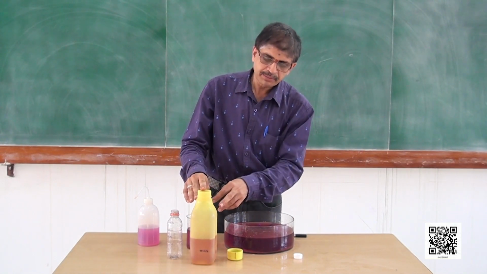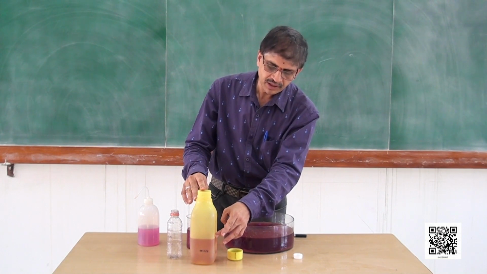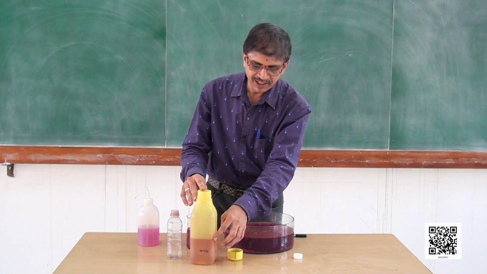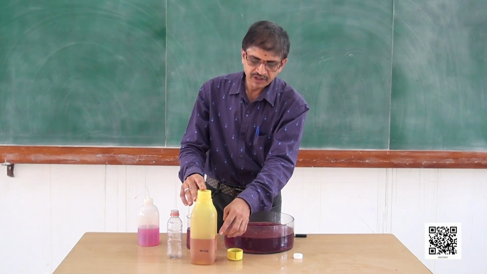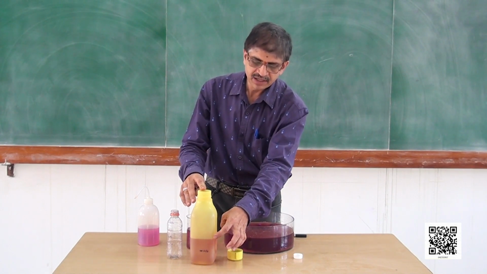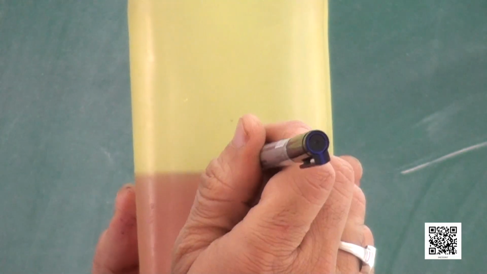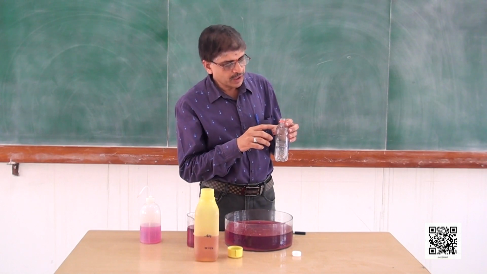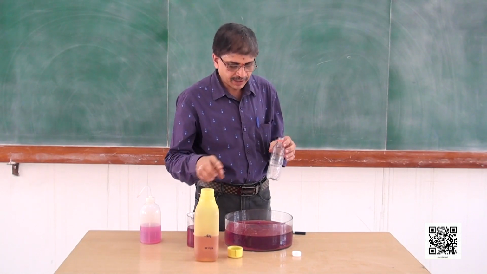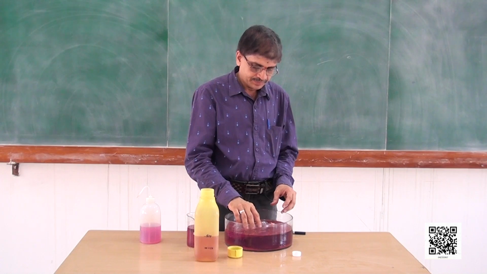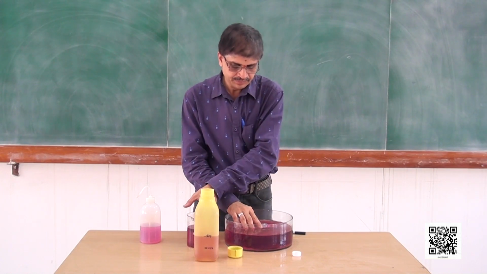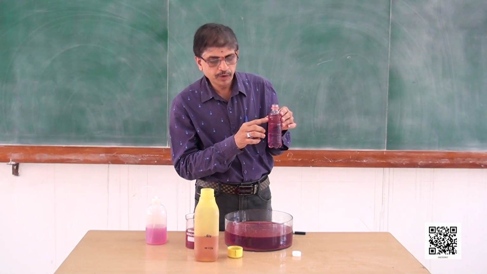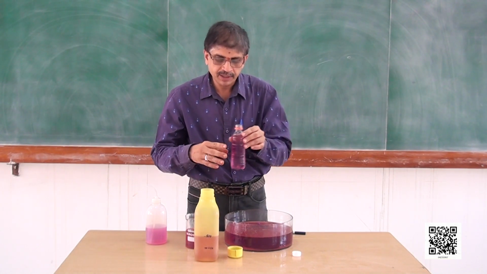Children, can you please tell me how much water we poured so far? 250 plus 250 is equal to 500 milliliters. Good. We now write 500 milliliters on this bottle. Again we pour 250 milliliters into this big bottle. Observe here children, I have taken 250 milliliters. We now pour this water into this big bottle.